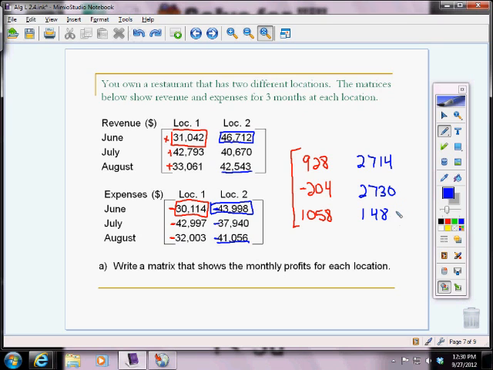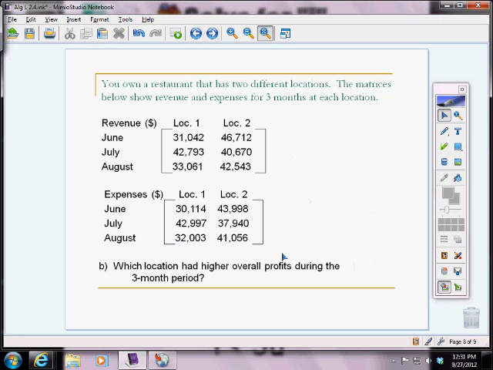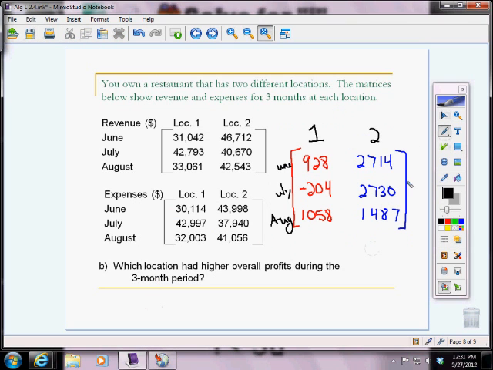Now, there's our matrix. Again, you should say that this is location 1, and this is location 2, and this is June, July, and August. Again, yes, we're combining them, but we have to keep in mind what our matrix represents. If we continue with this problem, I place our matrix back here. It says which location had higher overall profits during the 3-month period.